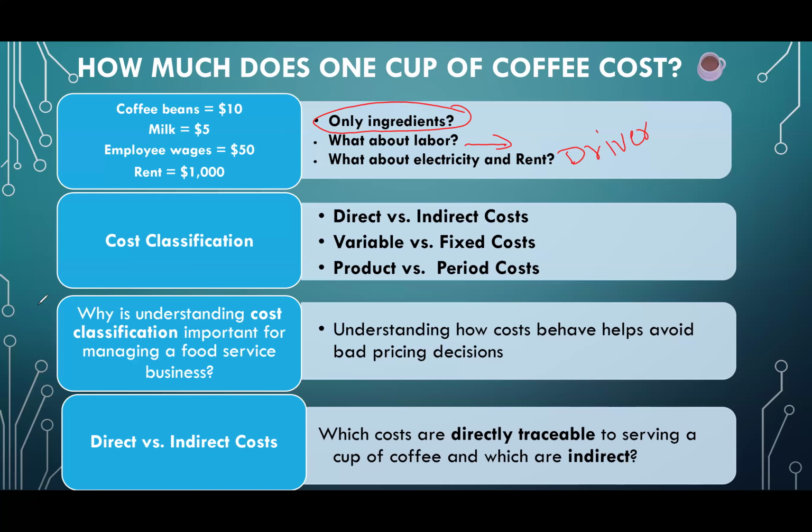Now, let us come to the topic of cost classification. In this video, we will talk about three basic type of cost classifications. One is called direct versus indirect cost. Second is called variable versus fixed cost. And the third is called product versus period cost. For each one of them, we are going to try to give you the definition and the explanation.